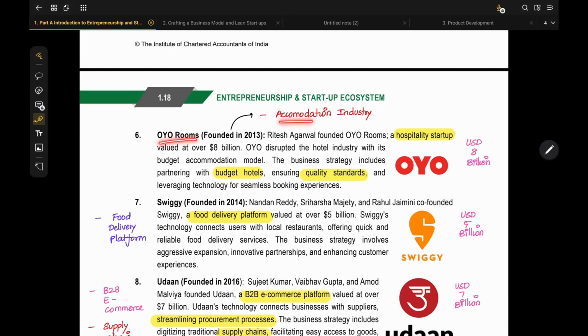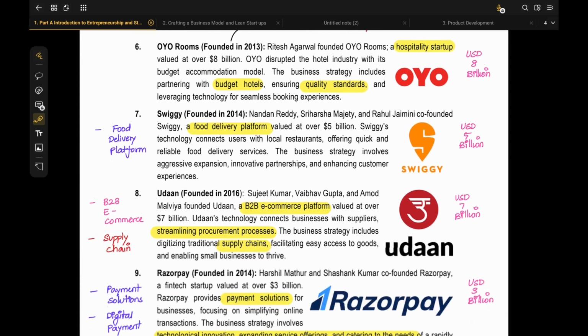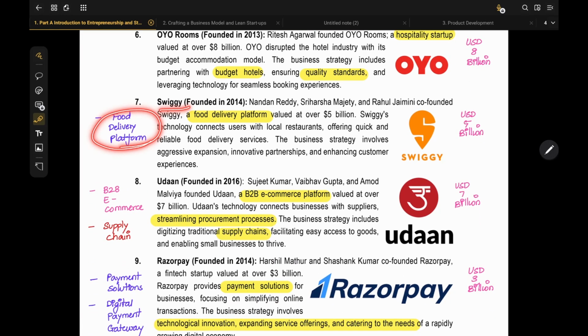And then Oyo Rooms. It is for the accommodation industry. When we are going outside, you have to stay at a place. For that, Oyo will be helping you. Swiggy, same as Zomato, is a food delivery platform.